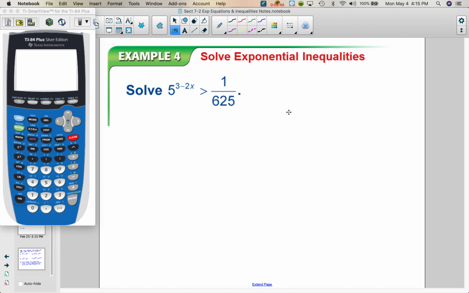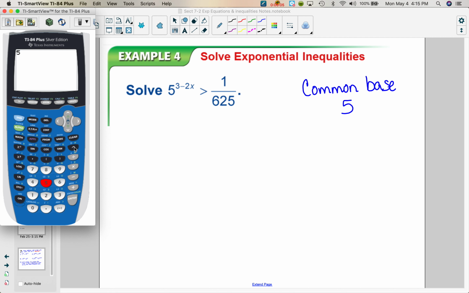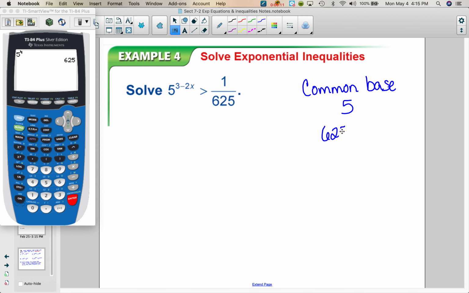So I have this problem. I still have to start out the same way with equations. I have to find a common base. So just kind of look at it and think, what do I think the common base is? Well, I have a 5 here. So then I think, 5 is my common base. So can I raise 5 to a power and get 625? You have a calculator, so try it. 5 to the 4th power is 625. So 625 equals 5 to the 4th power.